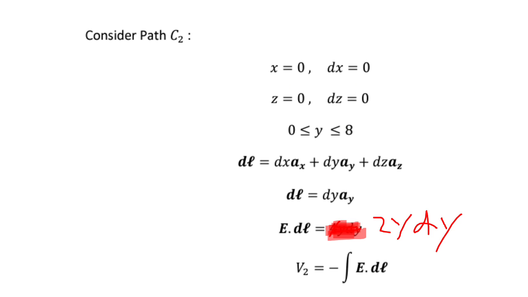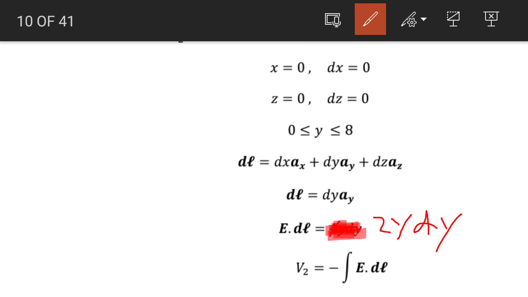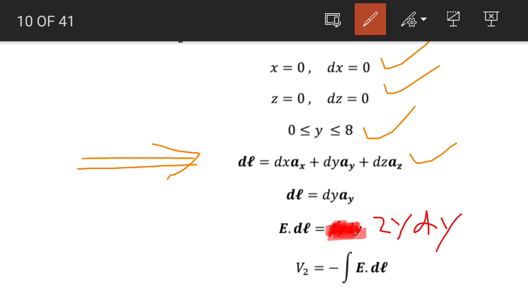So let us explain this path over here. You see, we consider the second path over here, path C2. x is constant along this particular path, which is 0. Definitely dx will be equal to 0. Similarly, z is constant along C2, which is 0. dz will be equal to 0. Only y is changing from 8 to 0. So the differential length vector, which is basically equal to dx ax plus dy ay plus dz az, will be equal to dy ay. And we calculate E dot dl.